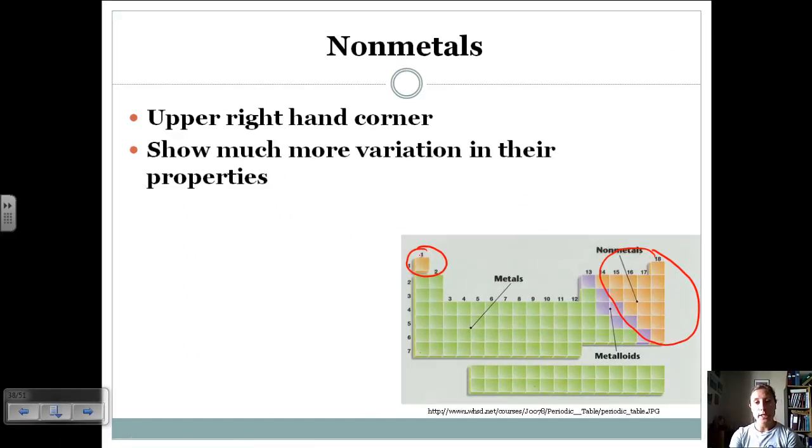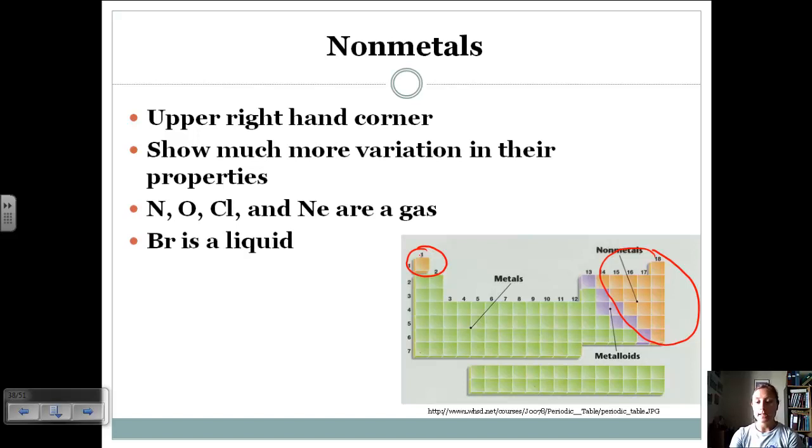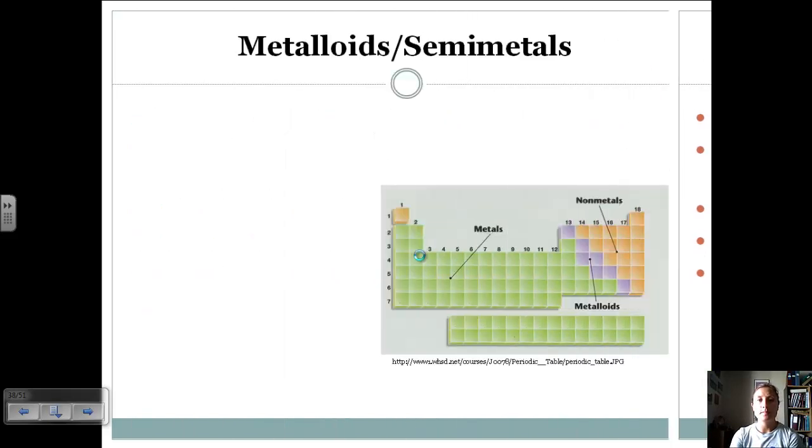Nonmetals show much more variation in their properties than metals. We have those four very physical characteristics for metals, but we don't really have those same types of characteristics for nonmetals. They're much more varied. Nitrogen, oxygen, chlorine, and neon are all gases. Bromine exists as a liquid, and copper, phosphorus, and sulfur are solids. So they have a lot more variation.